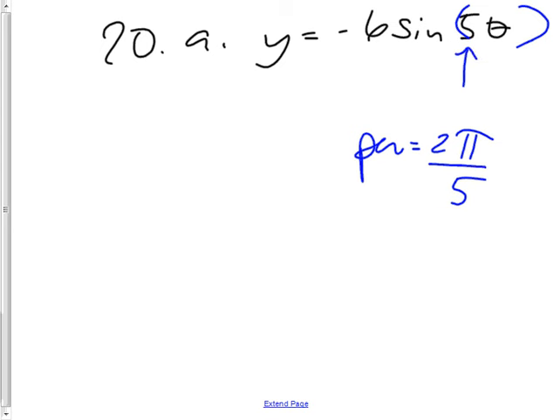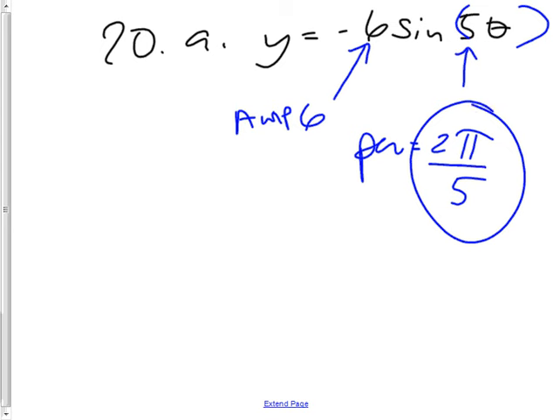Okay, and then what's the amplitude? The amplitude is 6. You do not include the negative because amplitudes are a distance, and you can't have a negative distance. Good. All right, so bottom line is the amplitude on this one would just be 6, and the period on this one would be 2 pi over b, which is 2 pi over 5. I don't think it even mentions phase shift in here, so maybe we don't have to worry about that one.